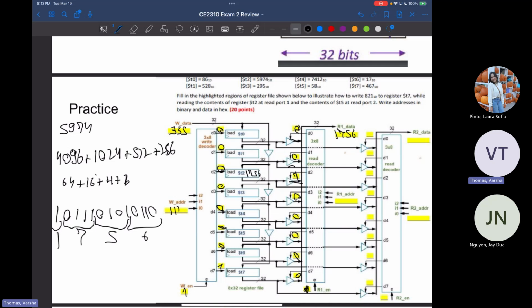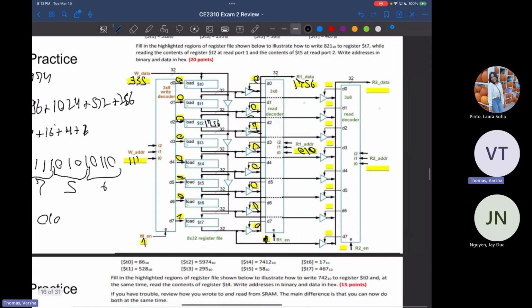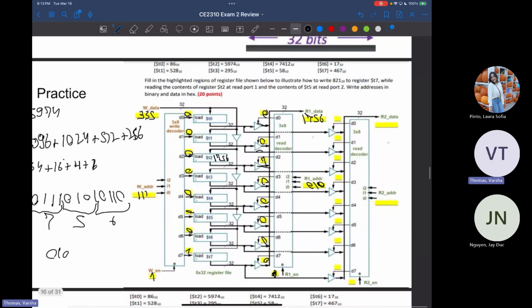So since we're reading it into T2, our read address has to be 2. So we just write 2 in binary, which is 0 1 0. That's our read address. And now we move to the read 2, which is the last one. And we're reading port 2 at T5. Let's just do the easy parts first, and then we're going to convert it to hexadecimal.